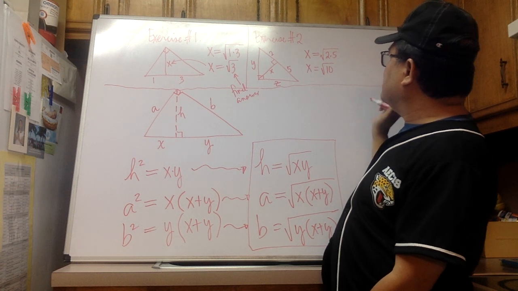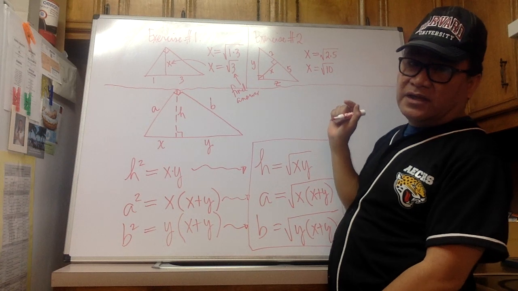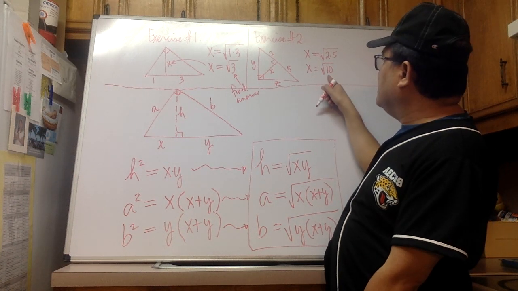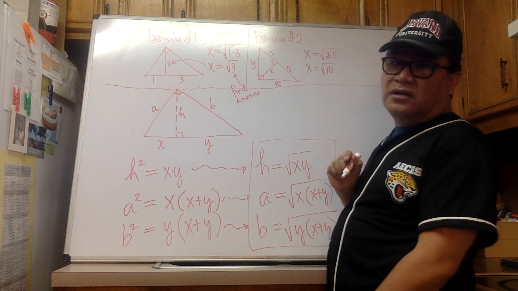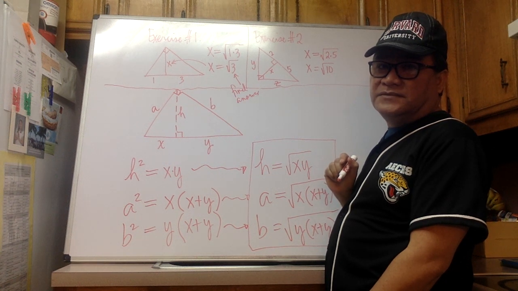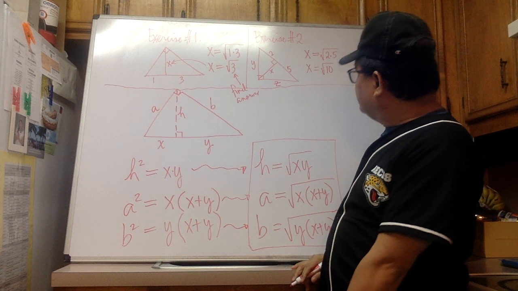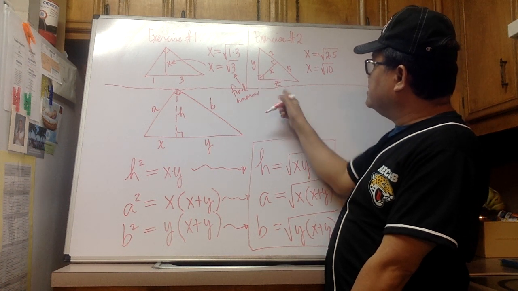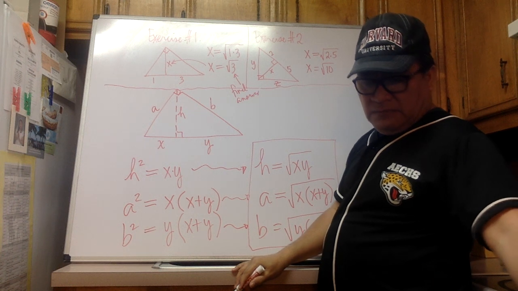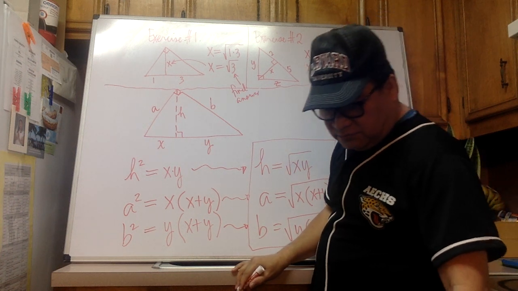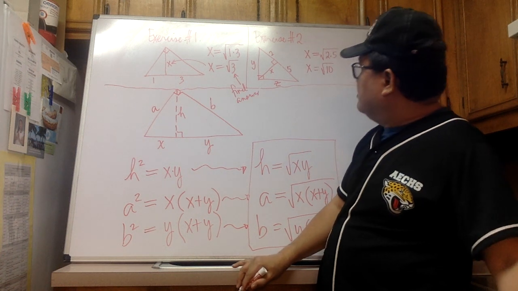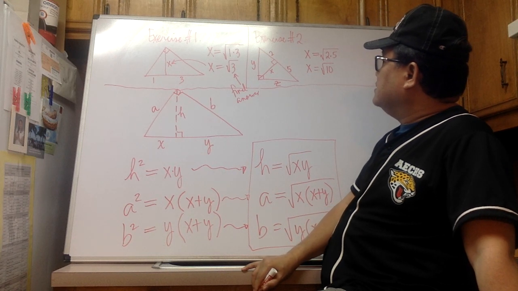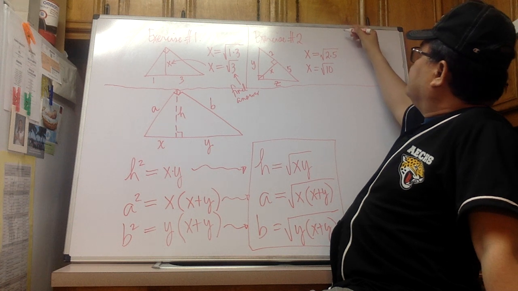Therefore, let me see. Can we still simplify this radical? I don't think so, right? So this will be your final answer for x. Are we good? Now, which one do you choose to do next? Y or Z? Well, both of them are legs. And the way the problem is presented, it's not going to make any difference. So let's solve for Y.